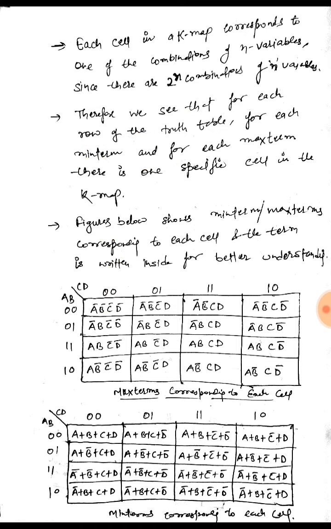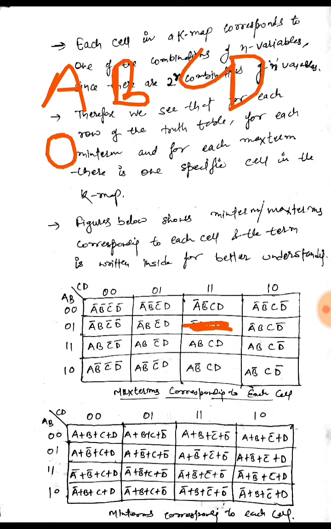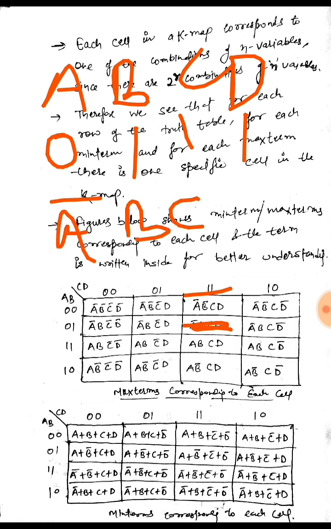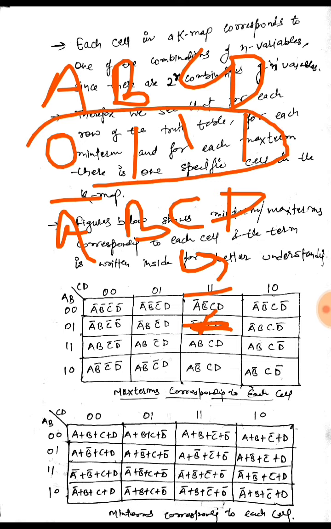Similarly, if I choose randomly this cell, we can see a, b, c, d, that is a and b are 0 1 and c, d are 1 1. So to make the max term 1, I need to take a bar, and b, c, d will remain the same. So this is the max term for this cell, that is 0 1 2 3 4 5 6 7. So this is the seventh cell, whose max term would be a bar, b, c, d.